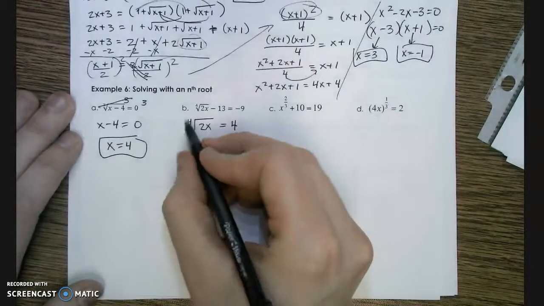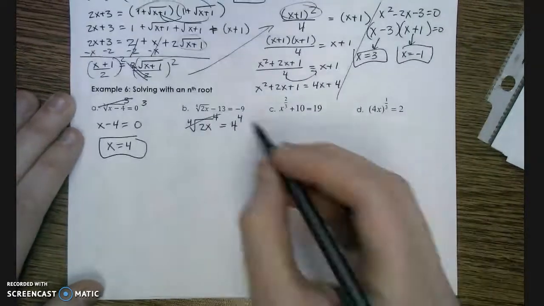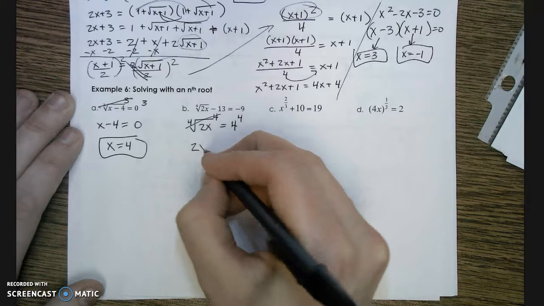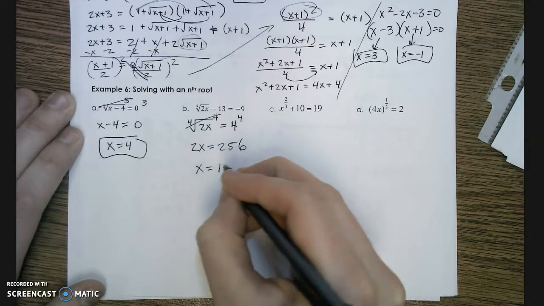And then, since it's a 4th root, you get rid of it by raising both sides to the 4th power. 4 to the 4th is 256. And then divide by your 2, so you get 128.